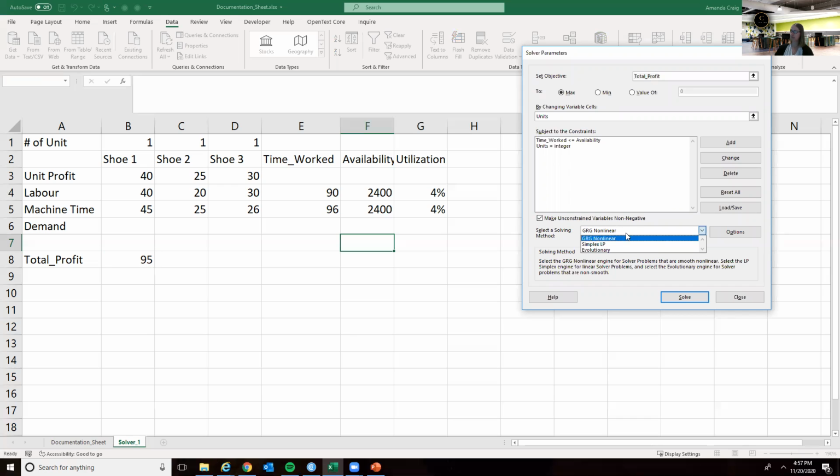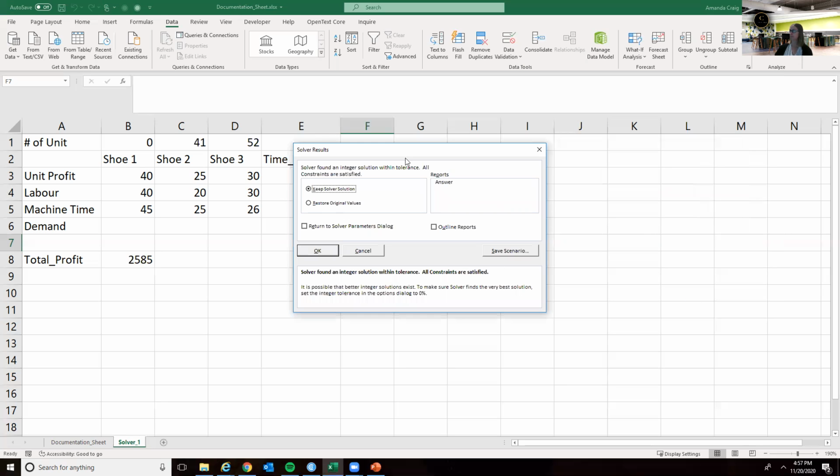And this is a linear solver model, so I'm going to select the Simplex LP. And now all I need to do is press solve. So you'll see here that the solver has populated. And I want to populate my answer report, so I'm going to highlight that and press OK.